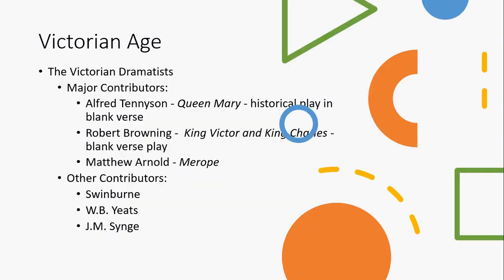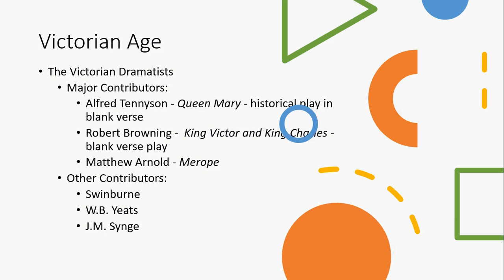Then we come to the Victorian age. The Victorian age was again the age of the novel, the age of poetry. It was the age of the dramatic monologue, and there is not much happening in the field of drama. However, a few of the major writers also wrote plays.